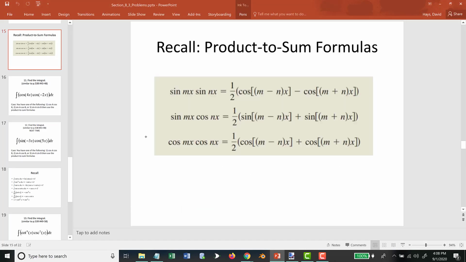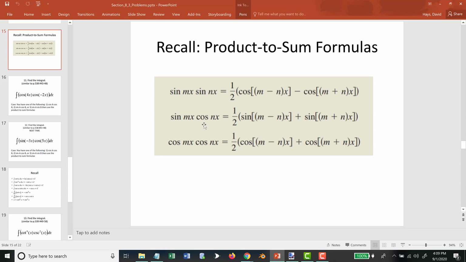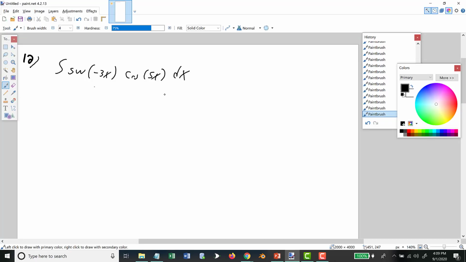Well, if I come back here, this is the second formula. We got sine, cosine. So I'm going to rewrite it with product to sum. Now m is whatever's in front of our x here, and n is whatever's in front of the x there. So our m is going to be negative 3, and the 5 is going to be our n. Now that negative you can actually just put clear out in front. That's the nature when you got a negative inside, is that you can just come out in front, but we'll leave it there. So n is 5.